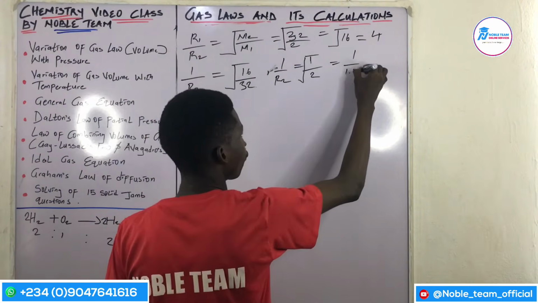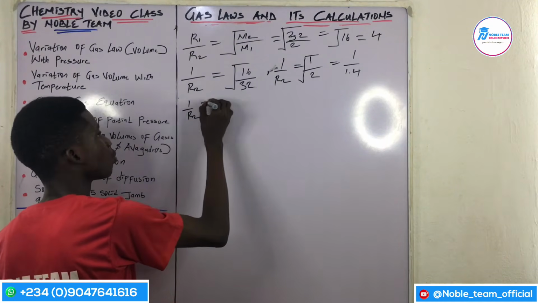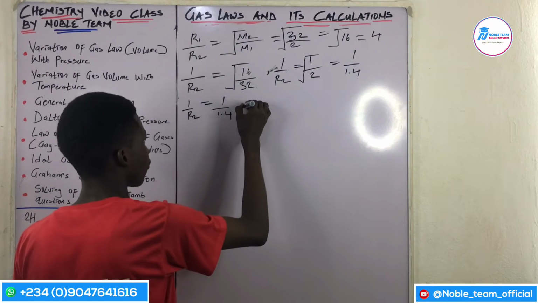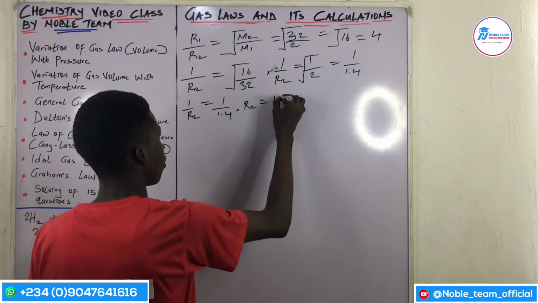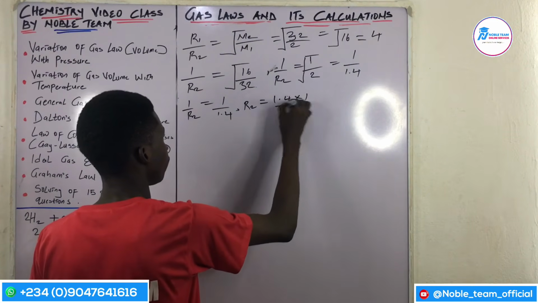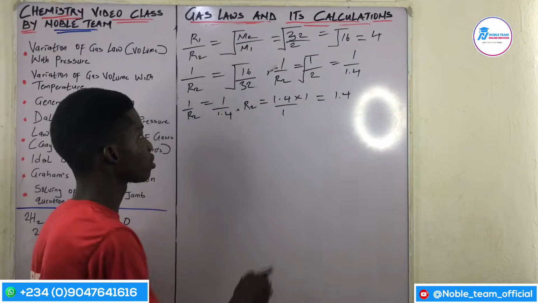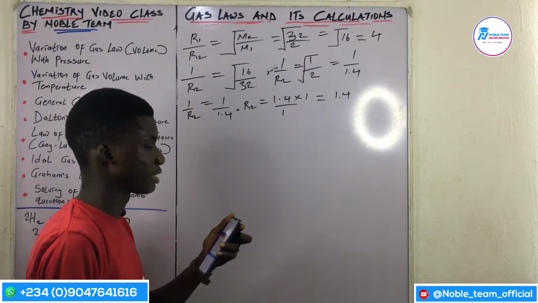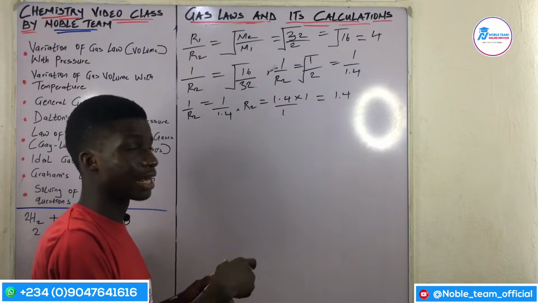So 1.4. So I have it to be 1 over R2 is equal to 1 over 1.4. Making R2 the subject of the formula, I have R2 is equal to 1.4 multiplied by 1 divided by 1, which is what? 1.4. So the rate of diffusion of the methane is 1.4. So option C is correct. You can see how I take it step by step to give you the insight of how to solve.